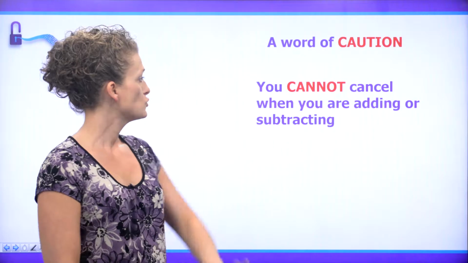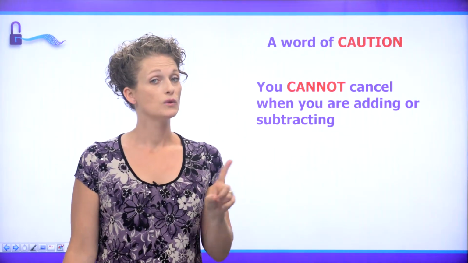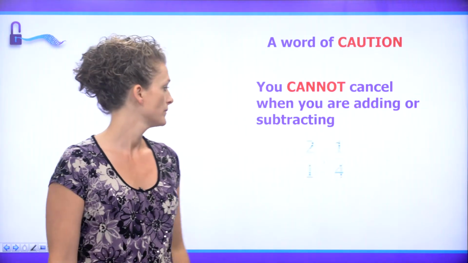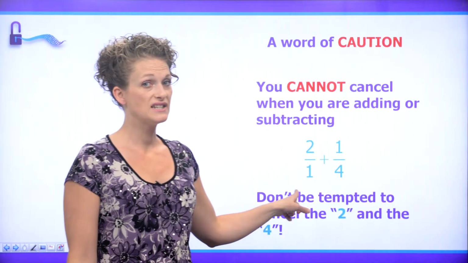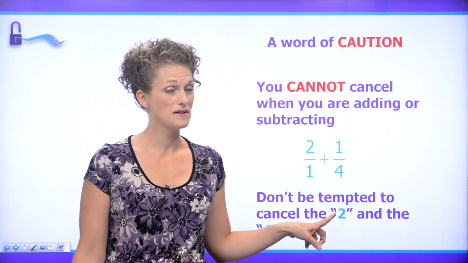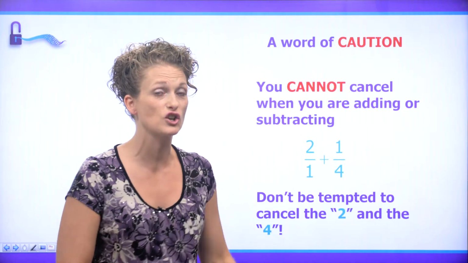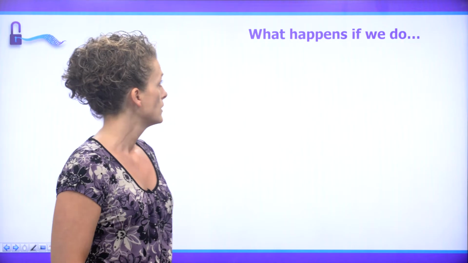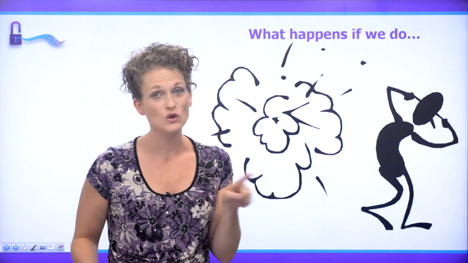Now, I have to mention a huge word of caution. You cannot, I mean cannot, use canceling with addition and subtraction. You only use it when you're multiplying. 2 over 1 plus 1 over 4. So don't be tempted by that 2 and that 4 to cancel off, because I know that sometimes it's so much fun to cancel things off that you're going to want to do it, but you've got to look at that sign in the middle first. So what happens if we do? That's what happens, so don't do it.